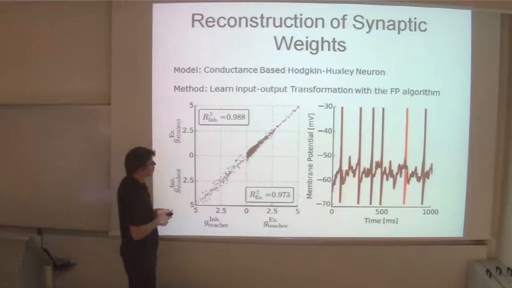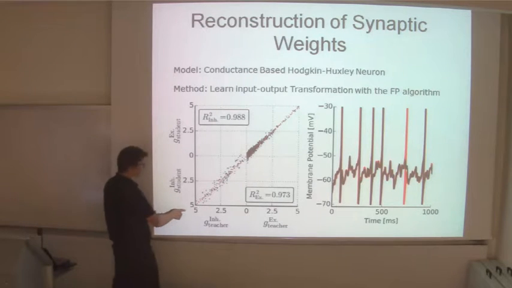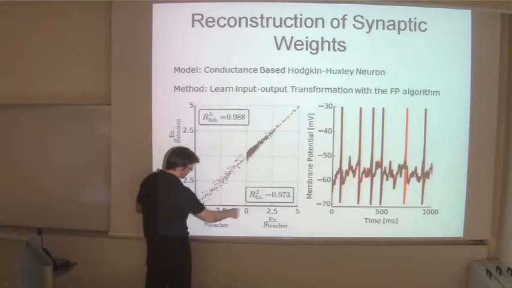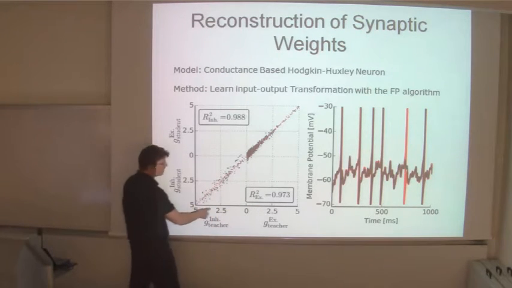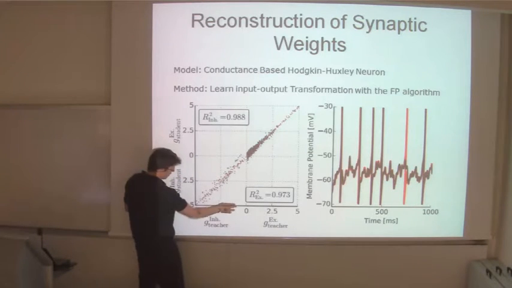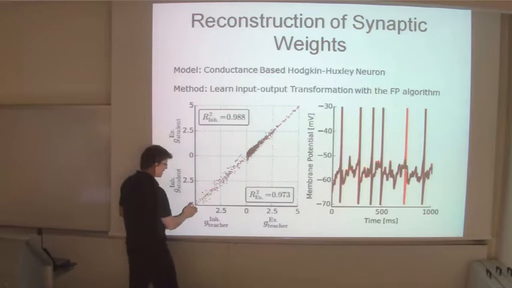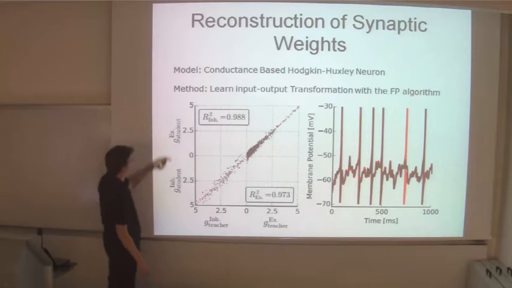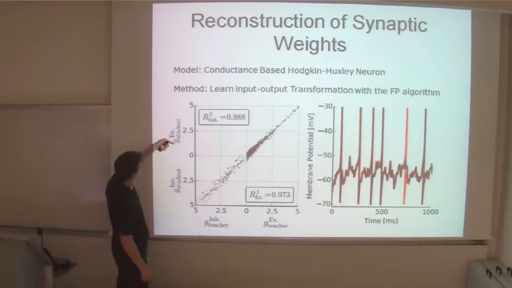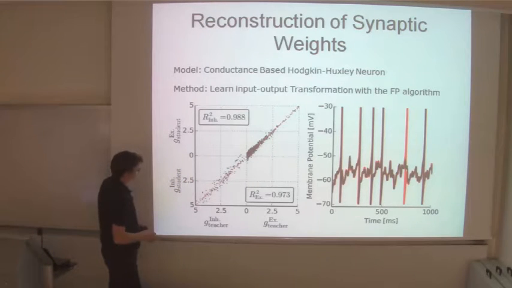So we take a Hodgkin-Huxley neuron, give it some input spikes, record its output spikes, and then use the input spikes and the output spikes of the Hodgkin-Huxley neuron to teach a leaky integrate-and-fire neuron this input-output transformation. And this is the result. Here we see the reconstruction. These are the synaptic conductances of the Hodgkin-Huxley neuron, the teacher: inhibitory synapses here and excitatory synapses here. And here are the conductances of the student neuron, the leaky integrate-and-fire neuron, inhibition here and excitation here. And you see that there's a pretty good match between them.